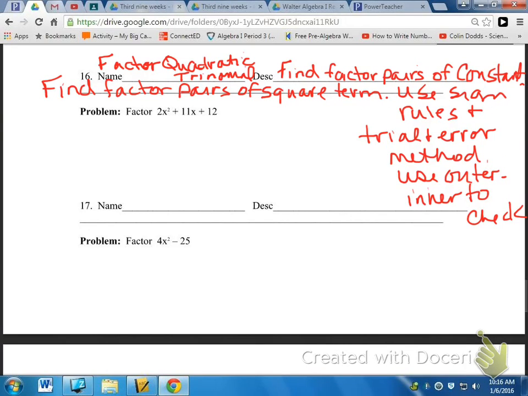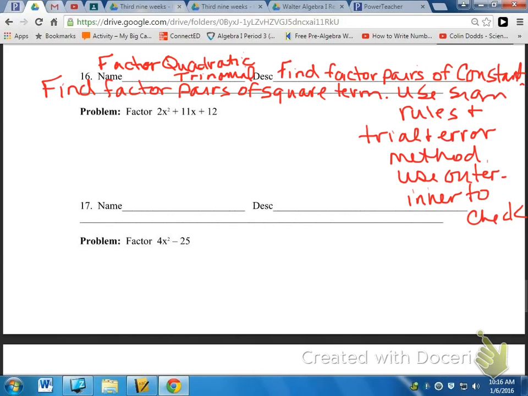Semester 2, Quarter 3, Sheet A, number 16. It says to factor 2x squared plus 11x plus 12. The name is factor quadratic trinomial. The description: find factor pairs of the constant, find factor pairs of the square term, use sign rules and trial and error method, then use outer, inner to check.